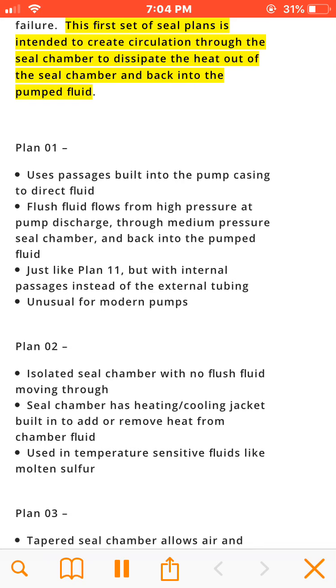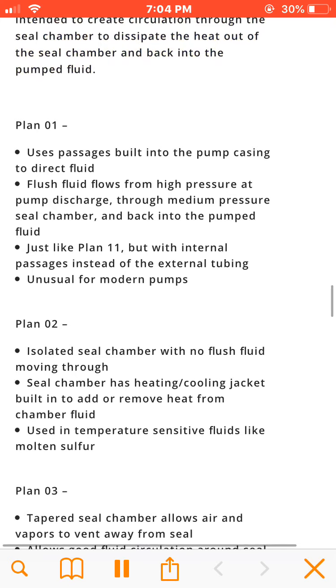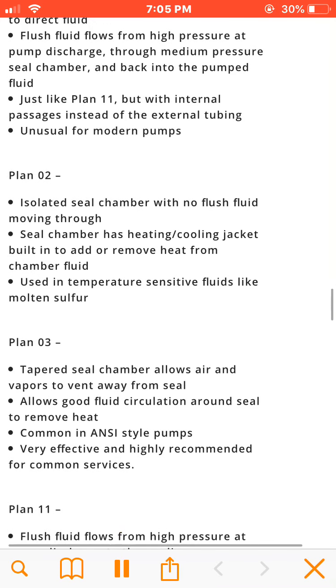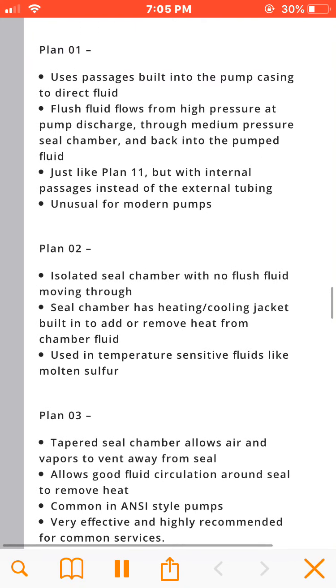Plan 01 uses passages built into the pump casing to direct fluid flush. Fluid flows from high pressure at pump discharge, through the medium pressure seal chamber, and back into the pumped fluid, just like Plan 11, but with internal passages instead of the external tubing. Unusual for modern pumps. Plan 02, isolated seal chamber with no flush fluid moving through the seal chamber, has heating or cooling jacket built in to add or remove heat from the chamber. Used in temperature-sensitive fluids like molten sulfur.